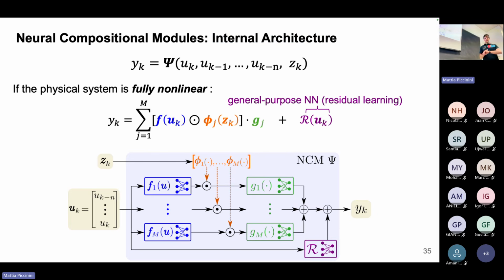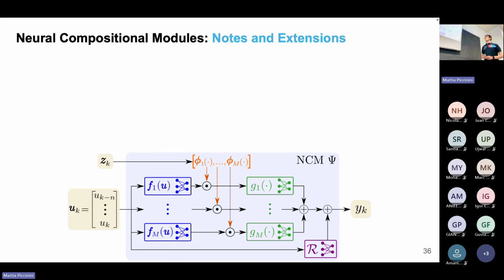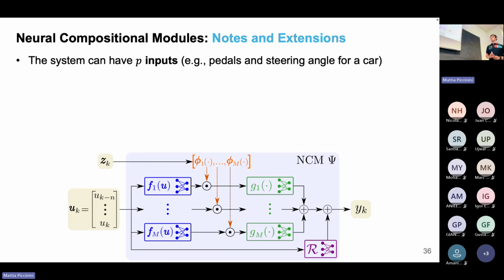I don't know if we want to see that tomorrow or we can also close. Yeah, there are some extensions. In general, here we have one input, like the steering angle of a car. But in general, our system is multi-input. So we can have P inputs here, from U1 to UP. For each of them, we need to take a past history, and we stack them together in the matrix UK.